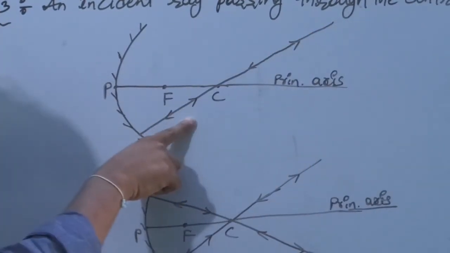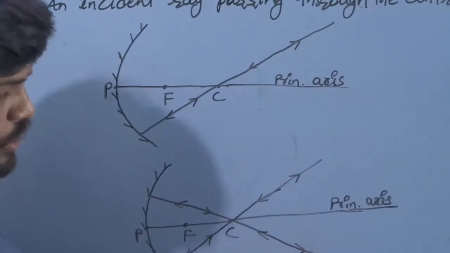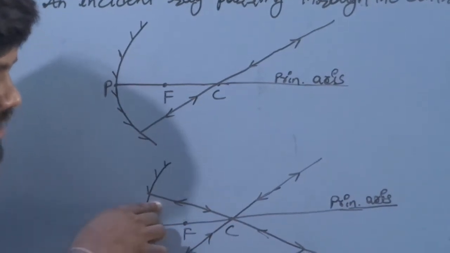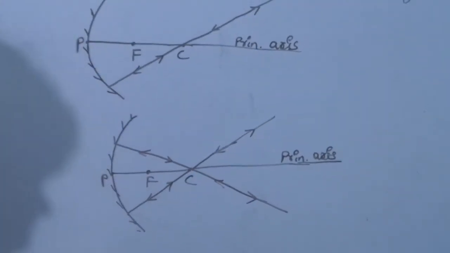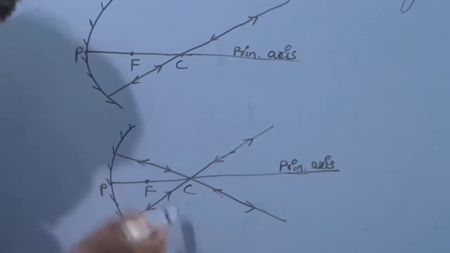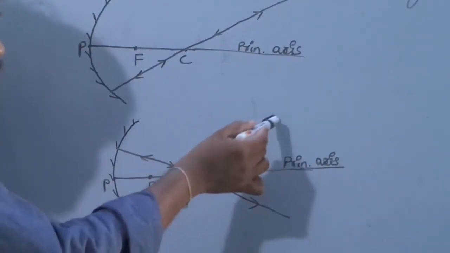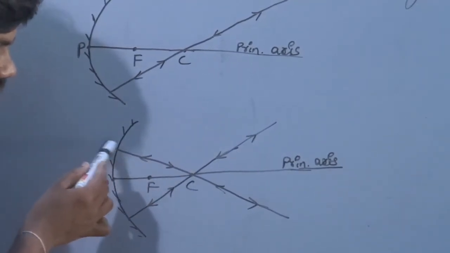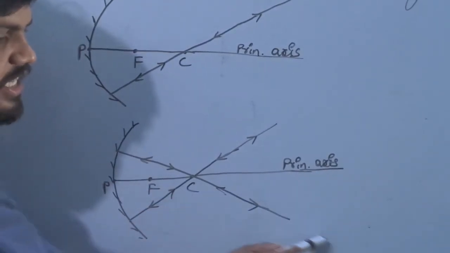Here I took only one ray; here I took 2 rays. The 2 rays are passing through the center of curvature. After reflection, they are reflecting back along the same path. This is ray 3. Again I am repeating, the rays passing through the center of curvature, after reflection, go along the same path.